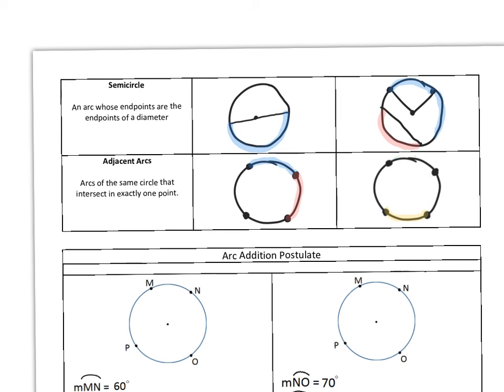Another non-example would be arcs that don't intersect at all, like these two. These never touch, and so they are not adjacent. And those are the key vocabulary terms that you're going to need to work with circles.